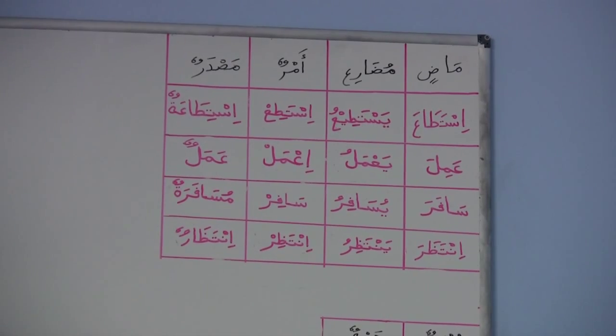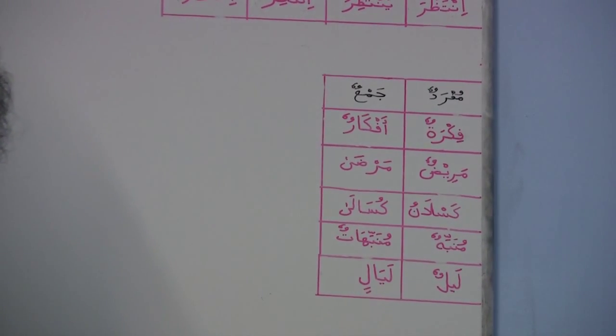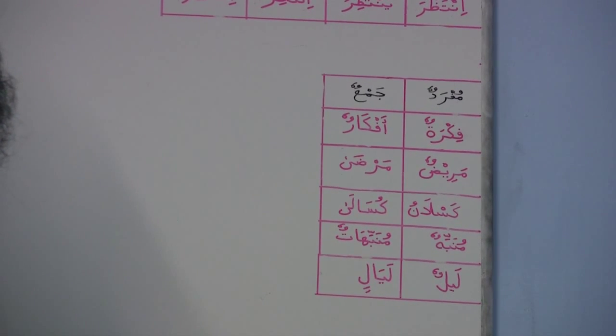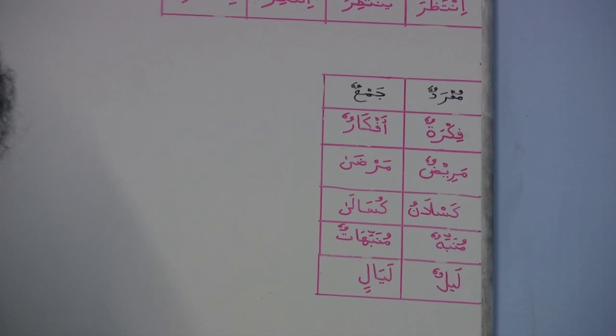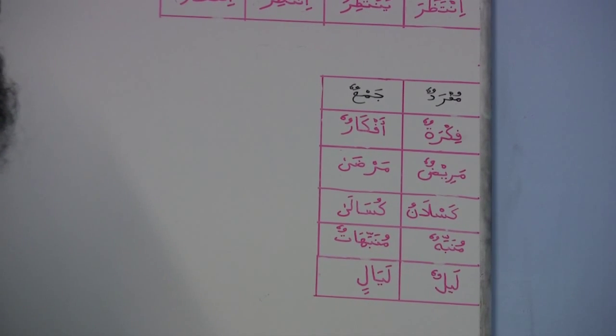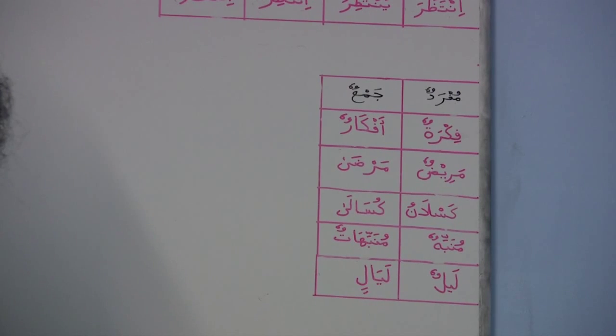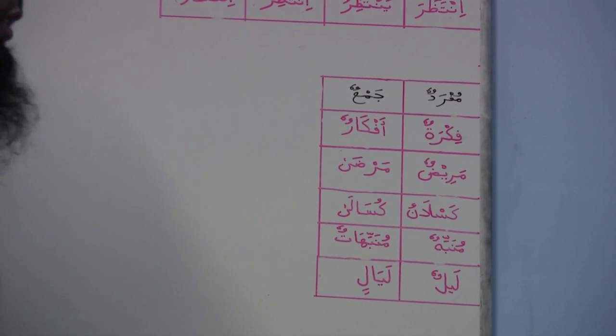As for the singular and plurals, fikratun is idea. Afkarun is the plural. Maridun means sick, like he is sick, feeling ill. Marda is the plural. Kaslanu is lazy. Kusala is the plural. Munabbihun is an alarm clock. Munabbihat is the plural. Laylun is night. Layalin is nights.